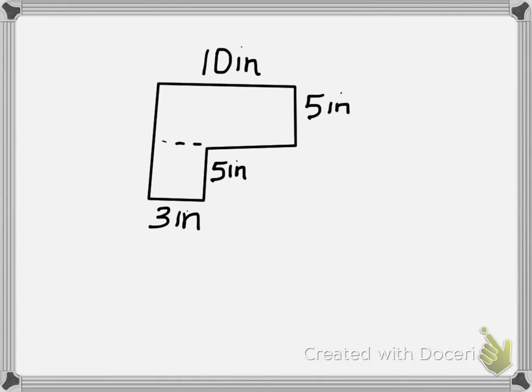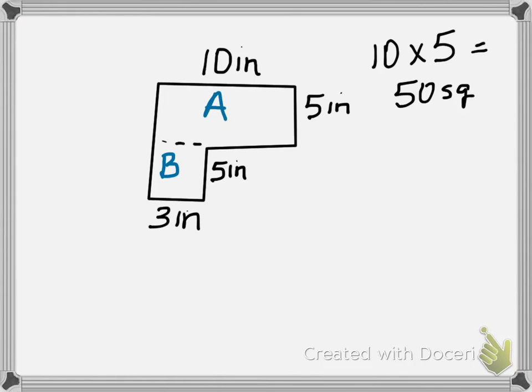For this example, let's call the top rectangle, rectangle A, and this small rectangle, rectangle B. The area for rectangle A would be 10 times 5, equaling 50 square inches. The area for rectangle B would be 3 times 5, or 15 square inches.